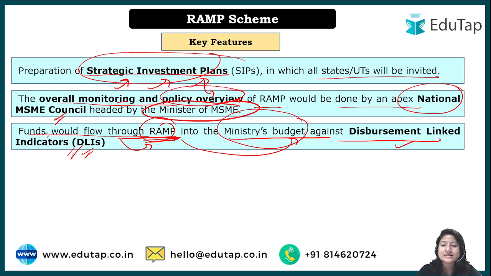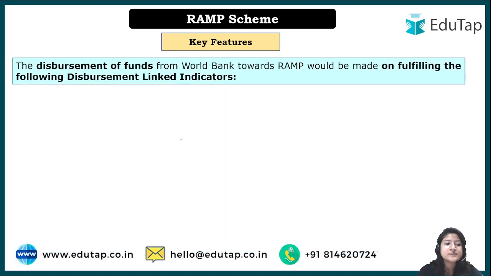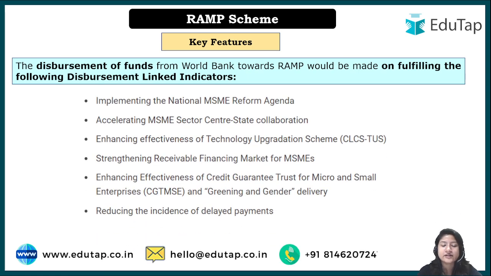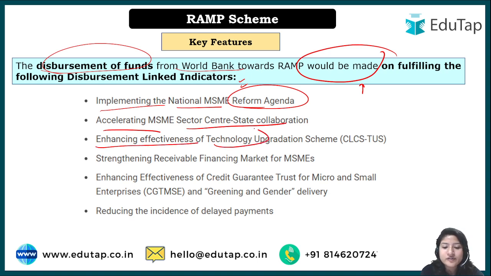Okay, and again, this disbursement linked indicator. Let's look at what these disbursement linked indicators are that should be taken care of by providing loan. So see, the disbursement of funds from the World Bank towards RAMP would be made only when these following indicators are fulfilled. So what are these indicators? Implementing the national MSME reform agenda. So this should be implemented by the Government of India if they want to seek a loan from the World Bank. Okay, accelerating MSME sector center-state collaboration, enhancing effectiveness of technology upgradation.